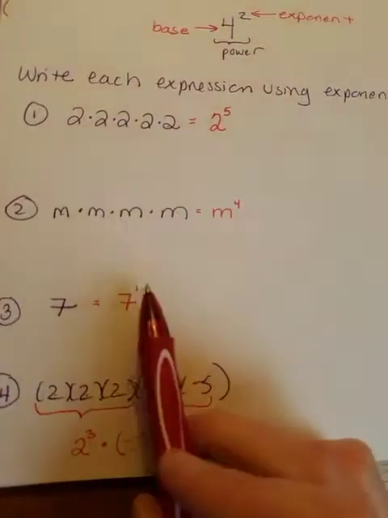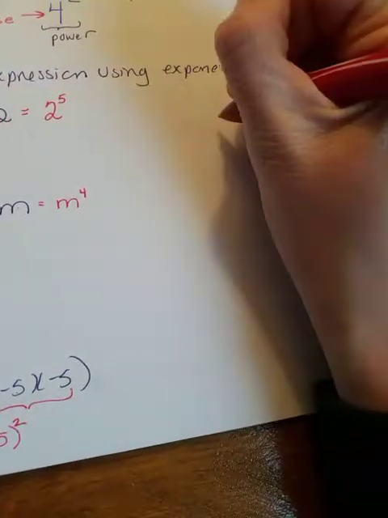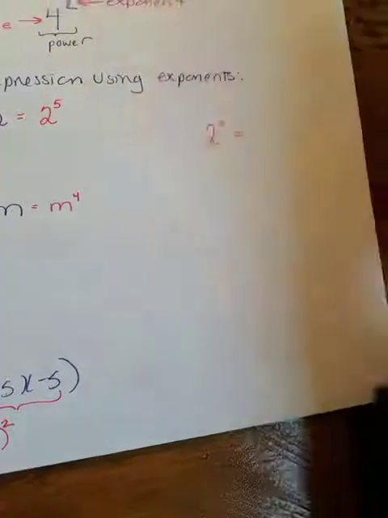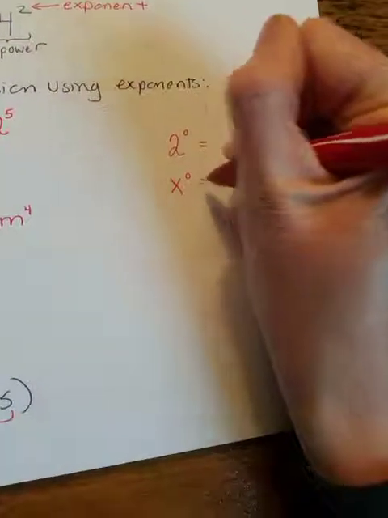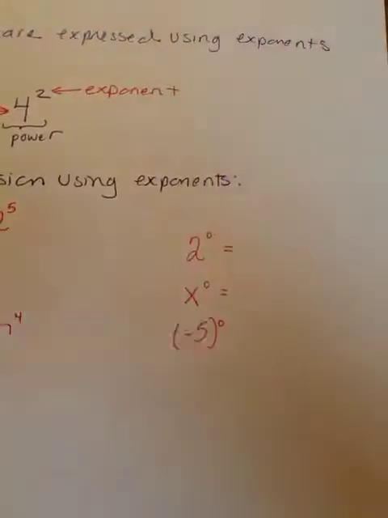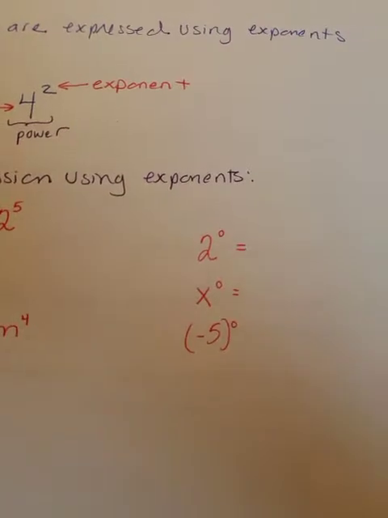As a side note here, I kind of forgot to write this in my notes, but let's go over this really quick. What if we had 2 to the 0 power? Does anybody know what that equals? Or x to the 0 power, or quantity negative 5 to the 0 power? Not like anyone can answer me, I'm just talking into a video.